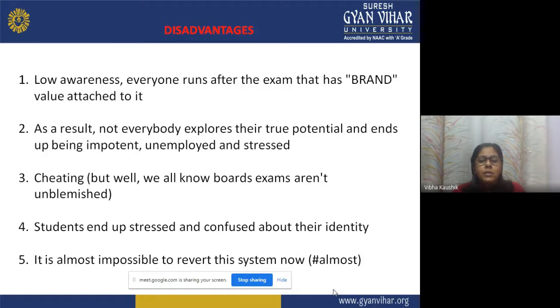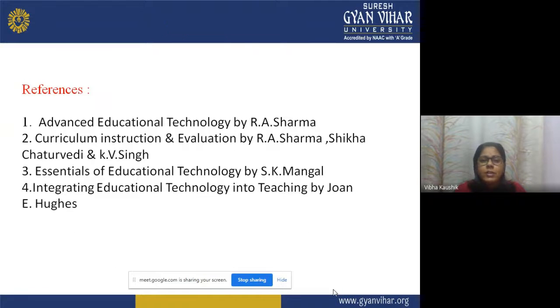Students end up stressed and confused about their identity. It means they will not be able to know what they should do and what they should not do, and because of that, they are always in a stressful condition and a confused situation. It is almost impossible to revert this system now, and they are saying that it is now impossible to revert that system of entrance examination.